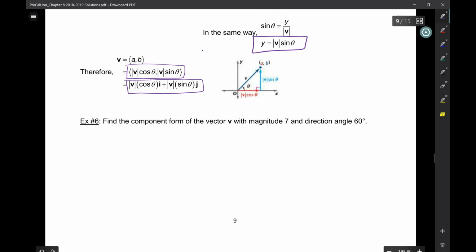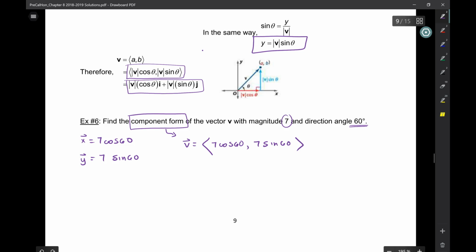Okay. So, it says to write the component form. All right? So look. The x component is the magnitude times the sine or the cosine? Which one? Cosine of 60. The y component is 7 sine 60. Now look, before you ask any questions, hang on. Let's write this in component form. Vector v will equal 7 cosine 60, comma 7 sine 60.